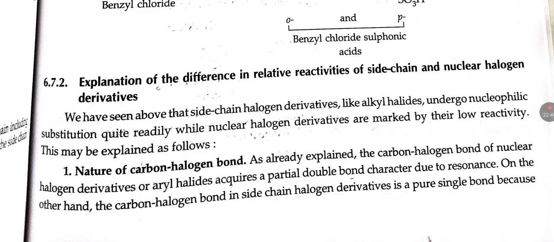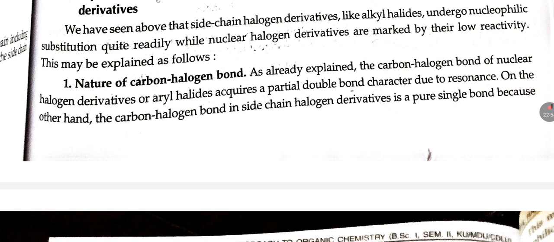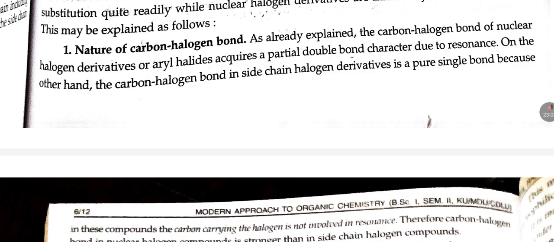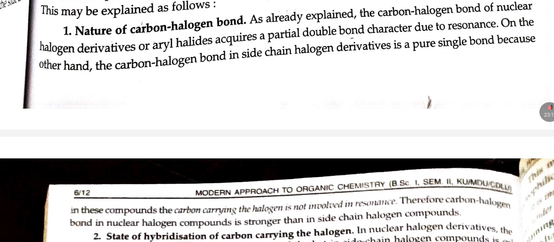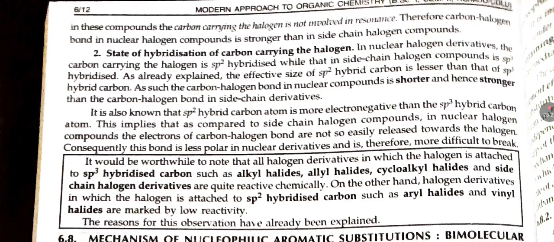We have seen above that side chain halogen derivatives like alkyl halides undergo nucleophilic substitution quite readily, while nuclear halogen derivatives are marked by their low reactivity. This may be explained as follows. Nature of carbon-halogen bond. As already explained, the carbon-halogen bond of nuclear halogen derivative in aryl halide acquires a partial double bond character due to resonance. On the other hand, the carbon-halogen bond in side chain halogen derivative is a pure single bond because in these compounds, the carbon carrying the halogen is not involved in resonance. Therefore, carbon-halogen bond in nuclear halogen compound is stronger than in side chain halogen compound.